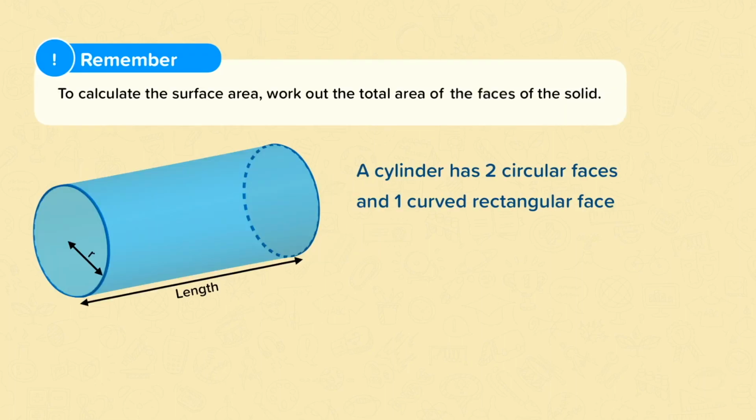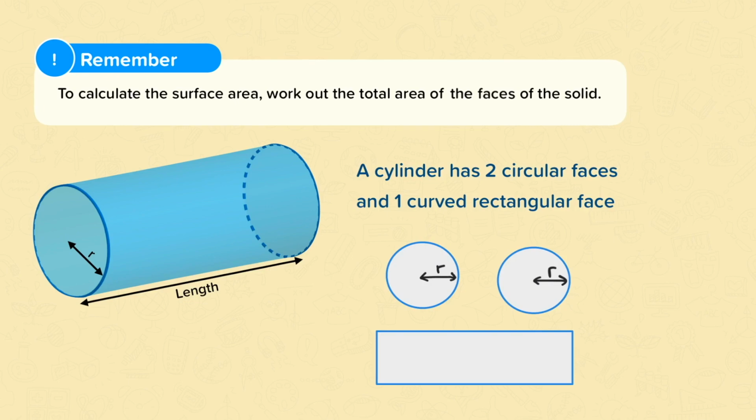In this video, we're looking at cylinders and we're going to be calculating surface area. So remember, that's the total area of the faces of the solid. So a cylinder has two faces that are circles, and then this curved face here that wraps around it, that is a rectangle. So if I draw that out, we've got these faces here, plus we'll have this rectangular face.